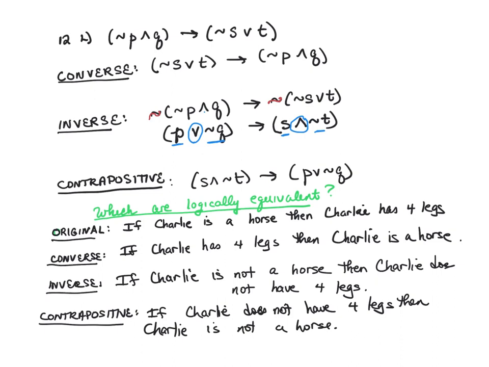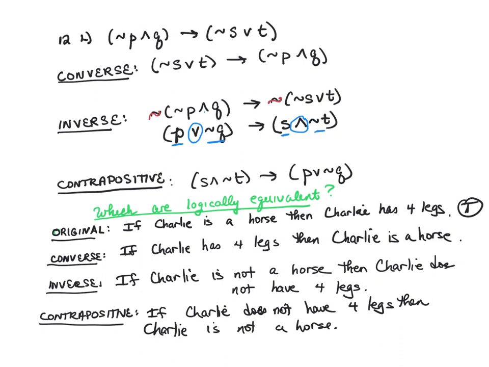And I like this analogy because we could relate to it. So if we say, if Charlie is a horse, then Charlie has 4 legs. All right, say that is true. Which other statement must be true? If Charlie has 4 legs, then Charlie is a horse? Well, that's not necessarily true because Charlie could be a cat or a dog. So we see that the original would definitely not be logically equivalent to the converse.